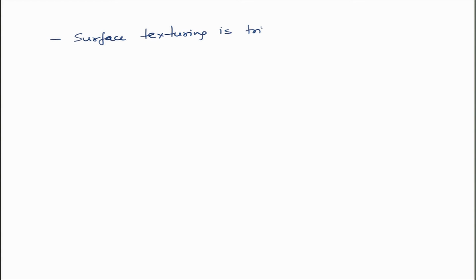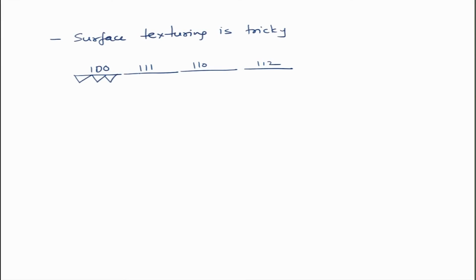Surface texturing is tricky, I would say, because you have different orientations. So this grain could be 111, this could be 100, this grain could be 110, this grain could be 112, and so on and so forth. Now, to create the same texturing as you created in single crystal silicon is difficult, because chemical texturing works on removal of atoms from certain planes preferentially. So in this case, it might create a 111 facet here, but it may not create a 111 facet there. It will create a 111 facet here, but at different angles. The angles will be different. So surface texturing is tricky.